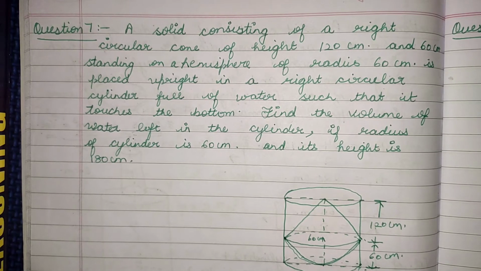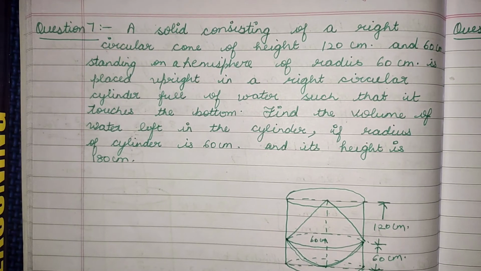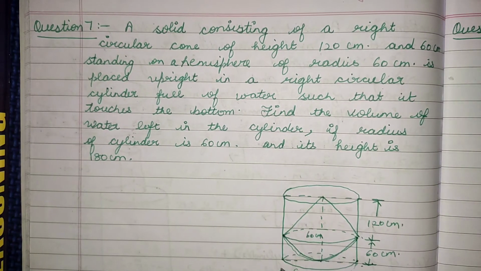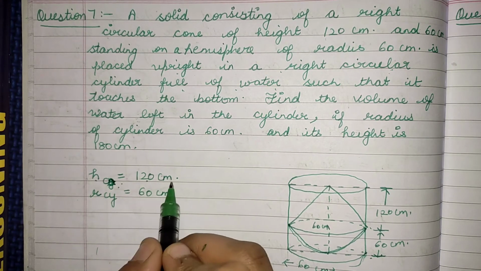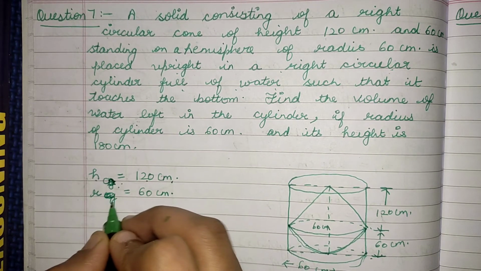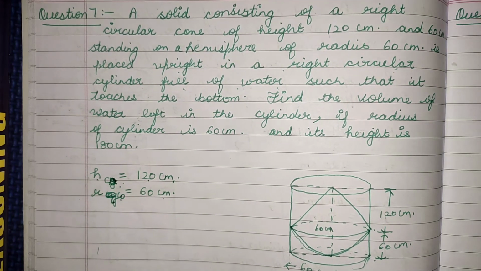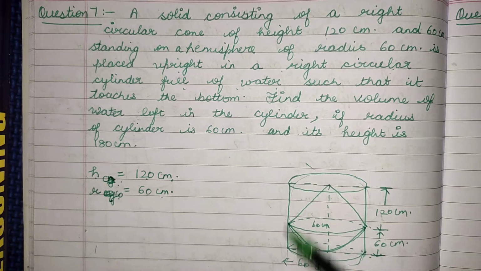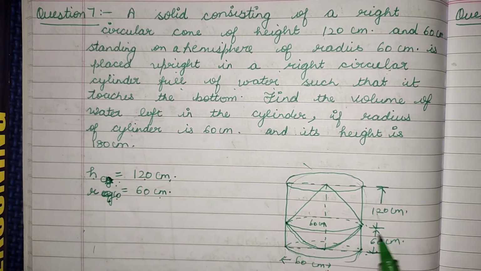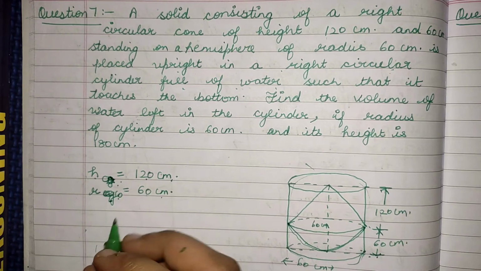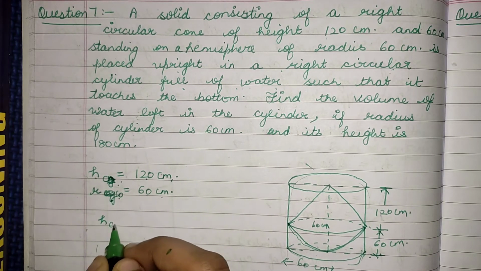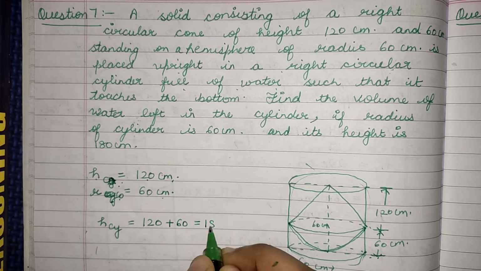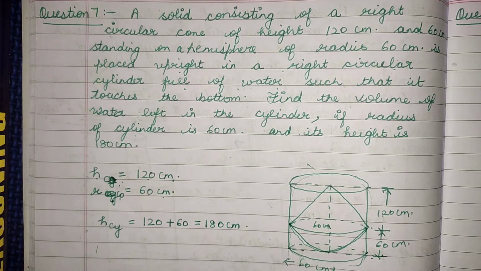Moving to question number 7. Question number 7 says that a solid consists of a right circular cone of height 120 centimeter. So the height of the cone is given as 120 centimeter and the radius of the cone is given as 60 centimeter, and this cone is standing on a cylinder. What will be its height? According to the figure, height will be equal to 120 plus 60, which is 180 centimeter.